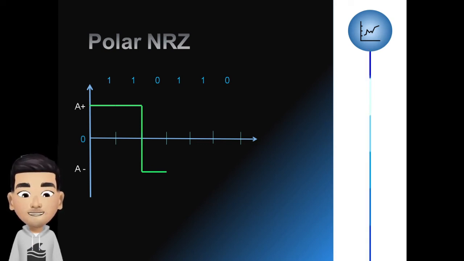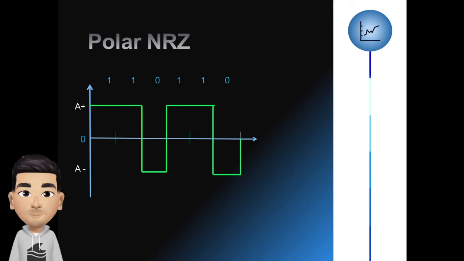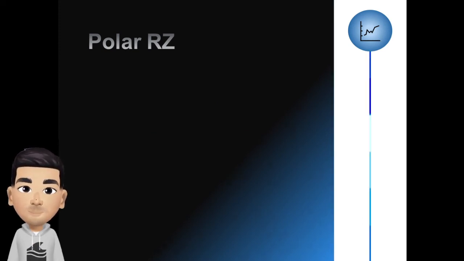Then the next data will be 1, which will make the signal rise again to A positive to complete another cycle. Then the next data is 1, which will continue its signal from A positive upon completing its cycle. Then 0, which will make the signal go from A positive into A negative and complete its one whole cycle.